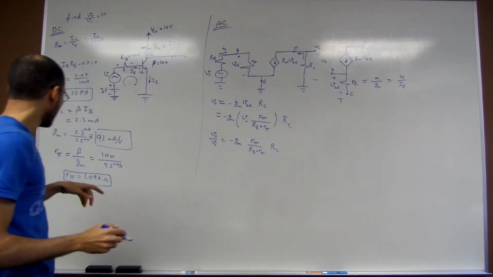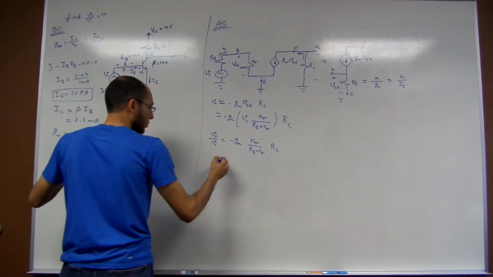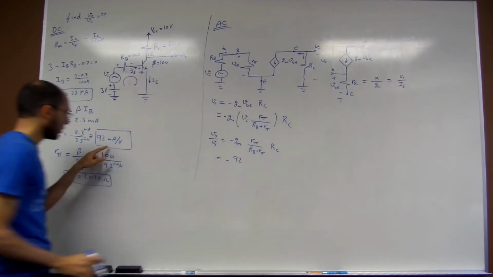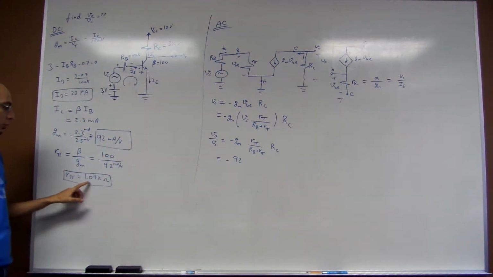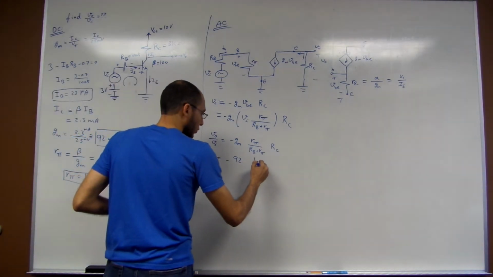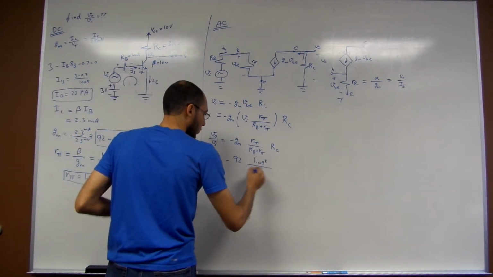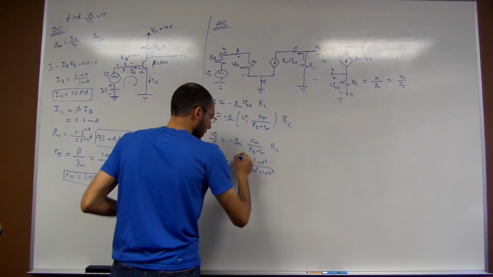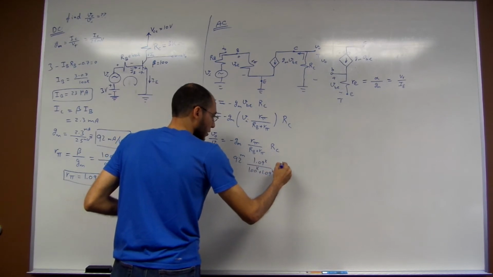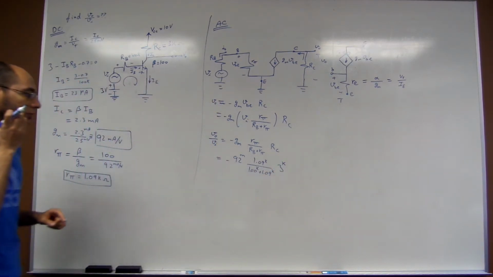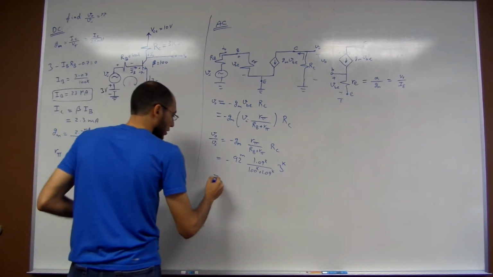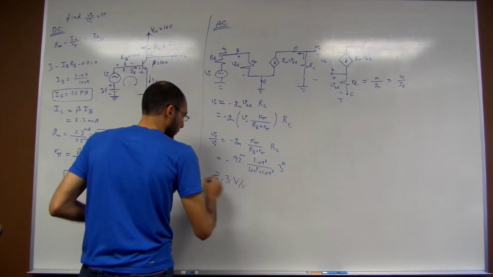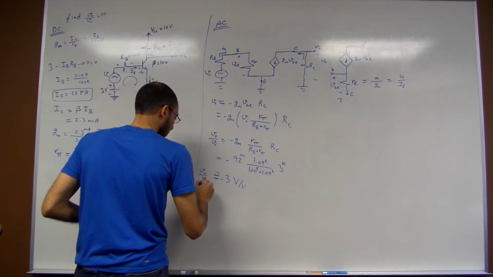So what is the value of Gm? 92 milliampere per volt. And R pi is 1.09 kilo ohms. So 1.09 kilo ohms over 100 plus 1.09 kilo ohms. This is by kilo, this is by kilo, this is by milli, and this is 3 kilo ohms. Thus, you end up, roughly speaking, with approximately negative 3 volts per volt. And that is the value of V output over V input.